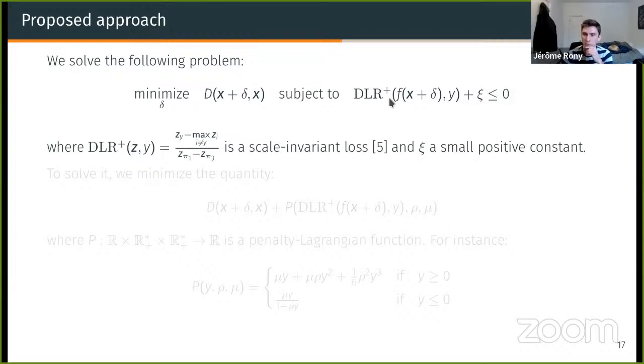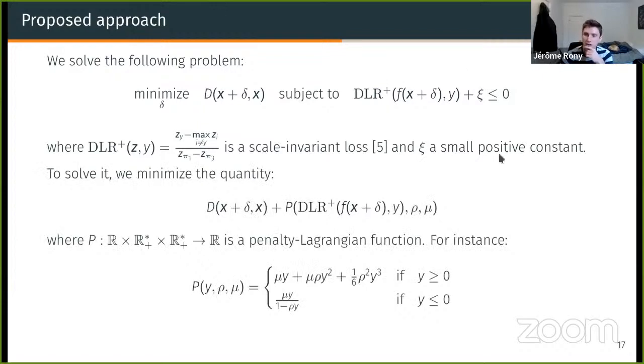So to solve this problem, we minimize the quantity: the distance between the perturbed input and the original input, plus a penalty term that takes the DLR function and is parameterized by rho and mu. And the choice of P here is very important. It's what we call a penalty Lagrangian function. And for instance, we have this one, which is very well studied. It's not very intuitive what it is.